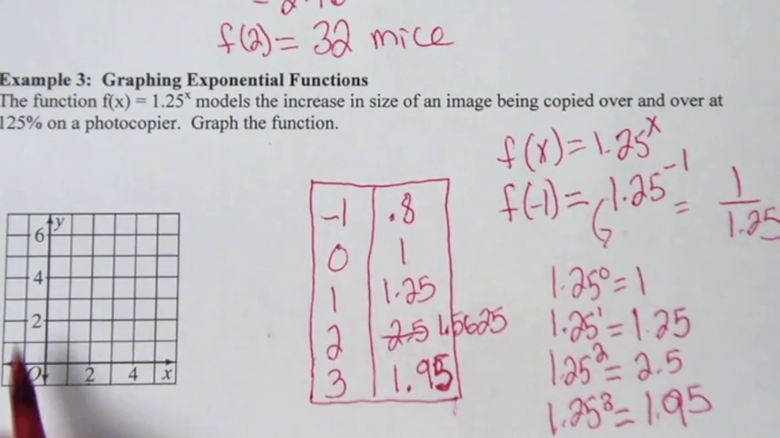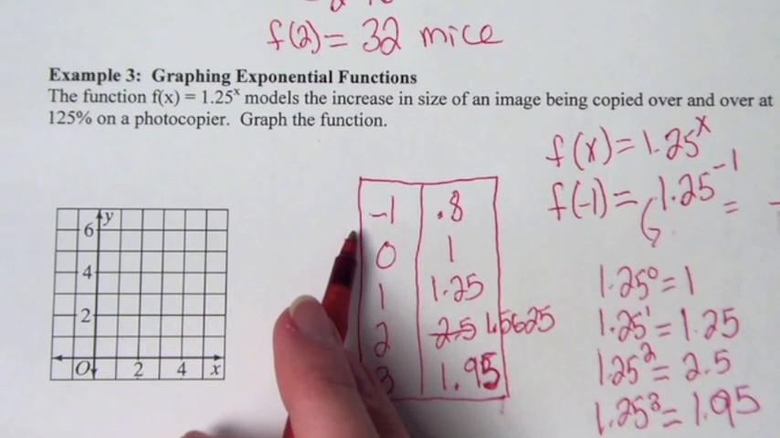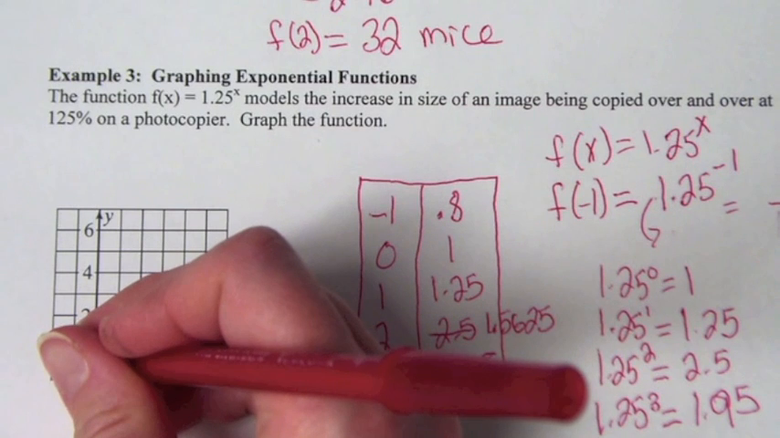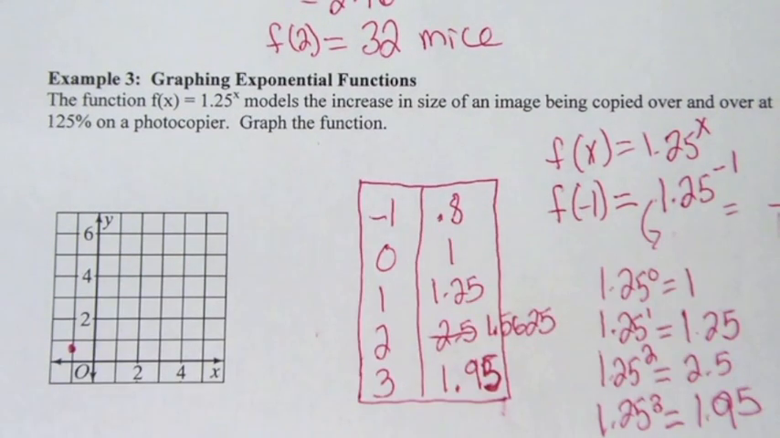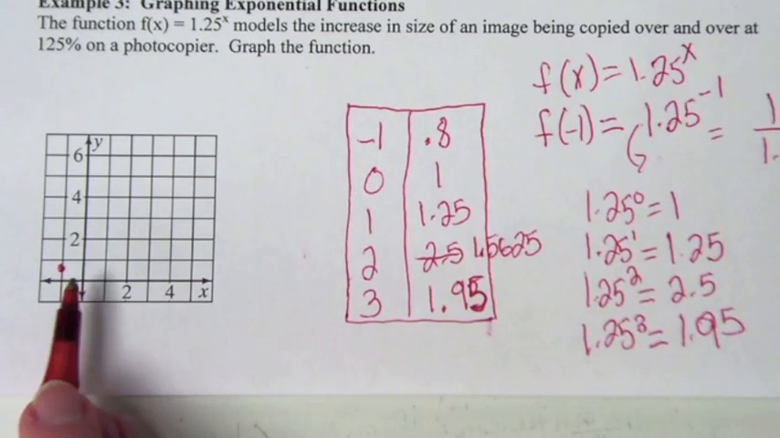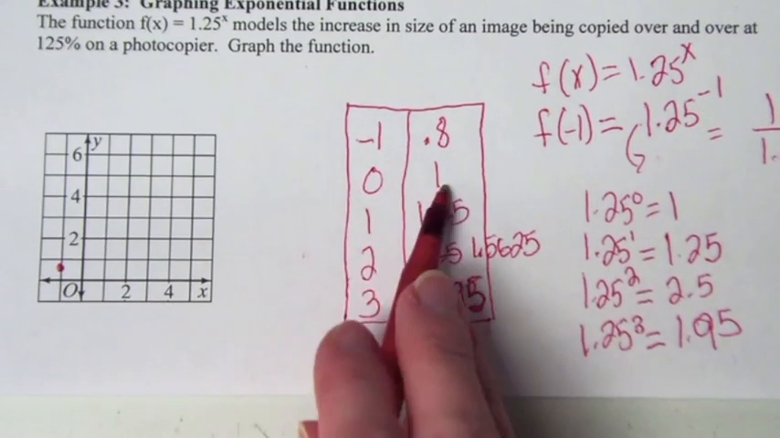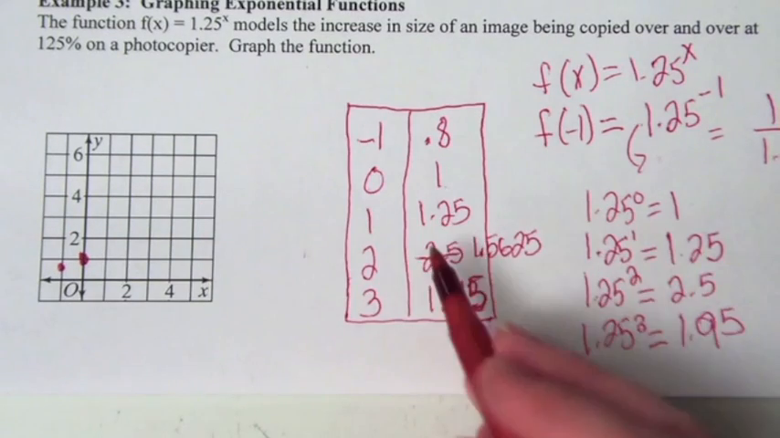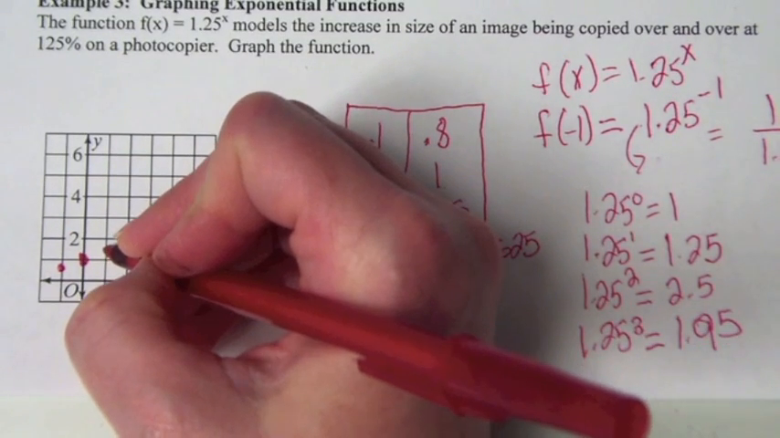So here's our graph right here. Our first coordinate point is -1 and 0.8. So we go -1 and then up to 0.8. That's going to be about right there. We're going to put all of these points on our coordinate plane now. Then we go 0, 1. Then 1 and 1.25, so we go 1 and then 1.25. That's going to go up a little bit more.